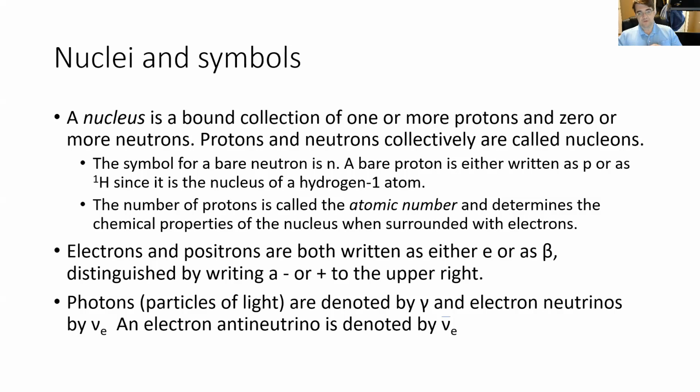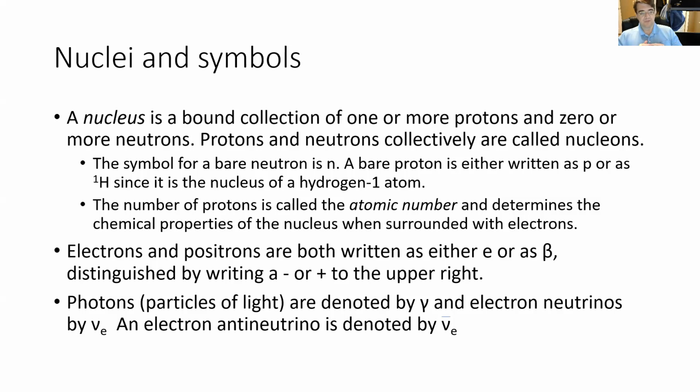Electrons and positrons, we will write as either a lowercase e or as a beta. If we want to distinguish whether it's an electron or a positron, the electron will be an e with a minus sign to the upper right, or the charge will be written somewhere else to indicate that it's got a negative charge, and a positron will have a plus charge. So if it's beta with a plus to the upper right, that represents a positron.